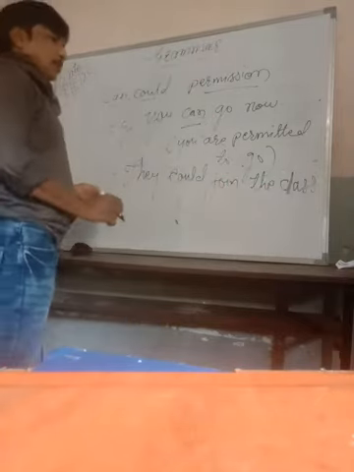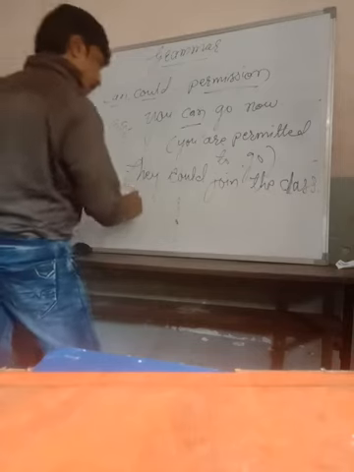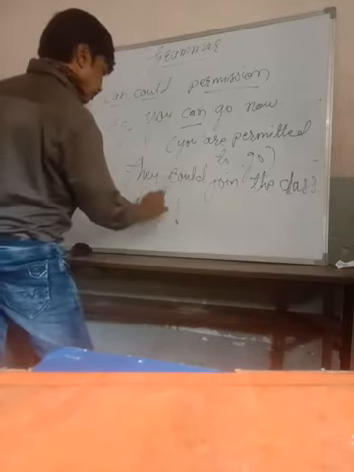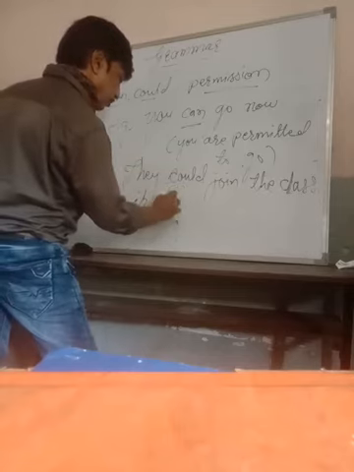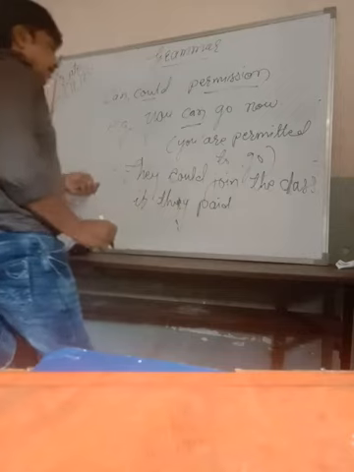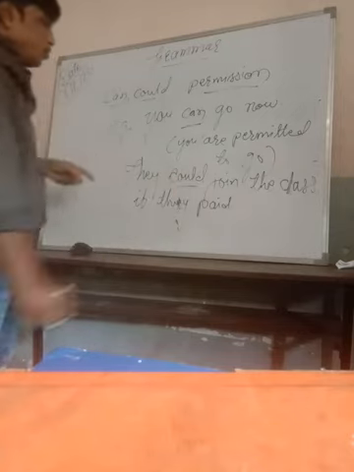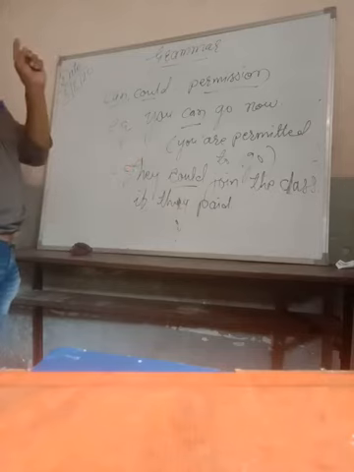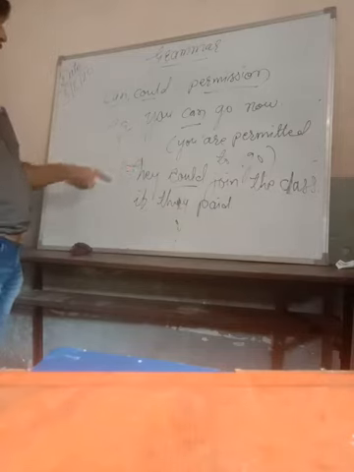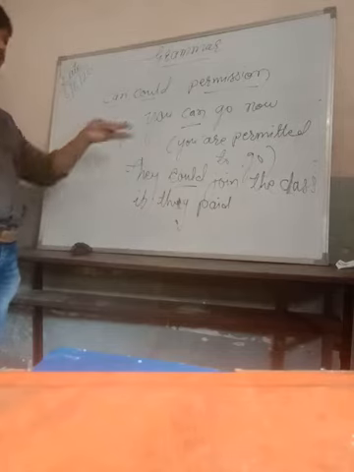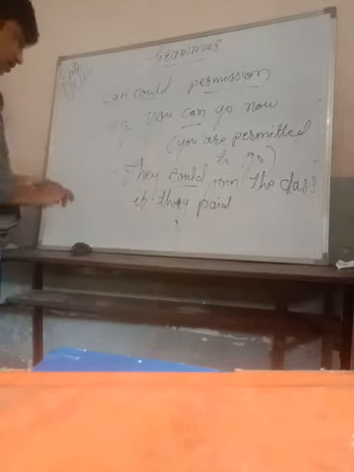They could join the class if they paid. See in this sentence, this could also show the same thing. Actually the same thing. What is that? The permission. They could join the class if they paid. In case they paid, they are permitted to join the class. The same thing. They got the permission.